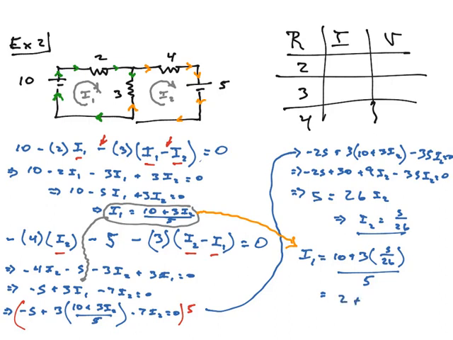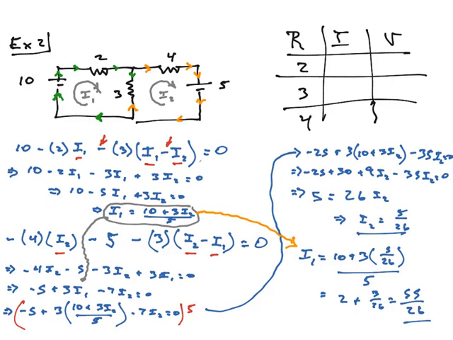2 plus 3 over 26, which is 55 over 26. Now, obviously, I don't have a calculator right now. If you have a calculator, you'll have decimals here. But there we go. I now know what I1 is. I1 is 55 over 26. I2 is 5 over 26. Now we can solve our problem.